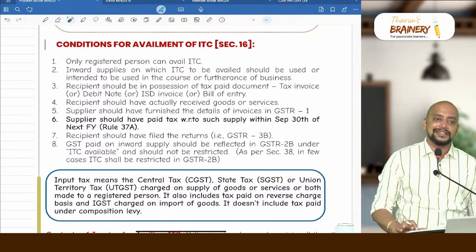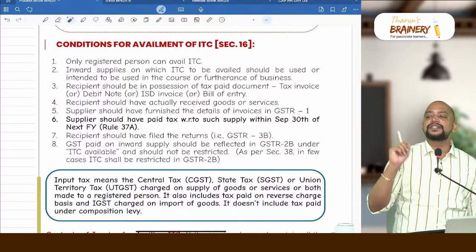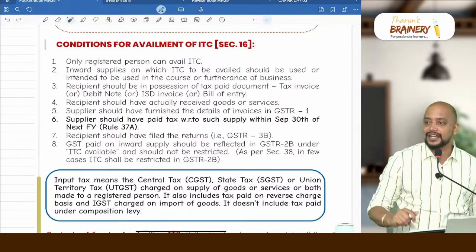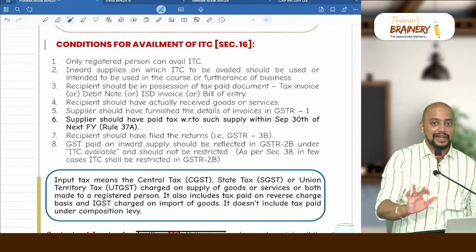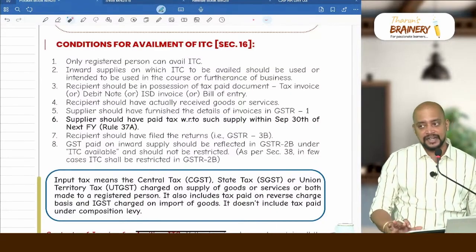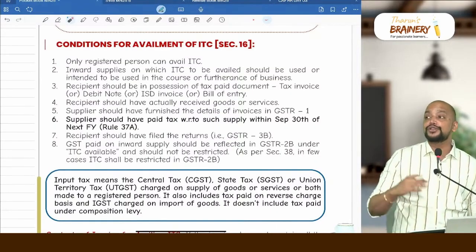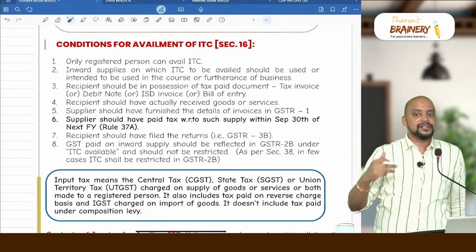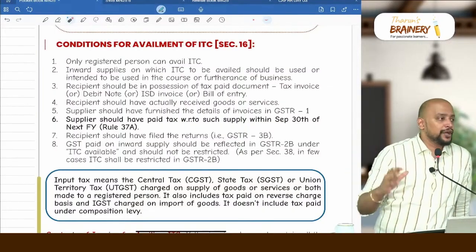We can take ITC. It is not like depreciation under section 32, where only when put to use can we claim depreciation. Here, even though you have not used it, we can take the full ITC. So used or intended to be used in the course or furtherance of business. Furtherance means some business which we are going to start in future.